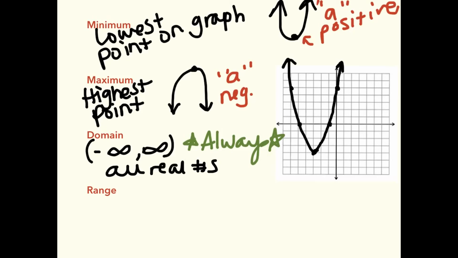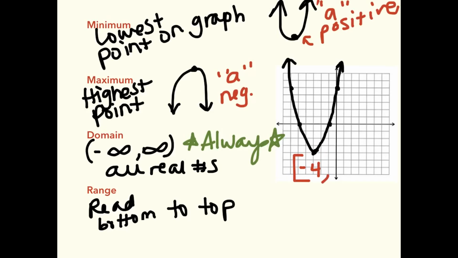With the range, you still need to read from bottom to top. It's going to depend on how the parabola moved, up or down, and whether or not it opens up or down. In this case right here, if we read from bottom to top, it starts at negative 4, and it touches it, and it goes all the way to infinity. Now if your parabola happened to open down like this, so that means your a was negative, then when you read from bottom to top, you would start at negative infinity to whatever the highest point on your graph was.